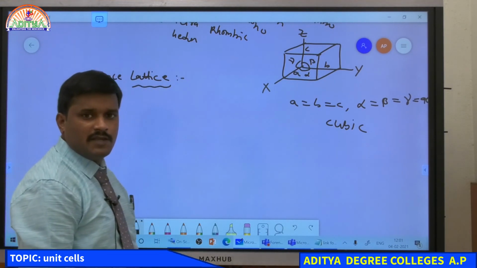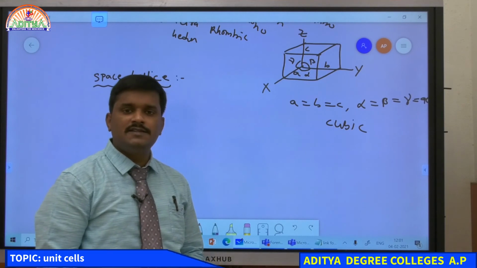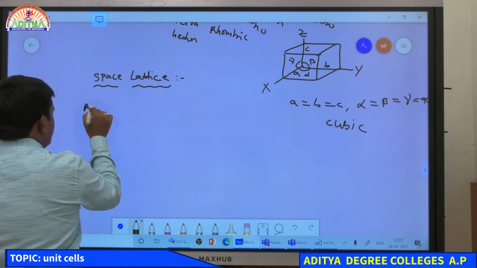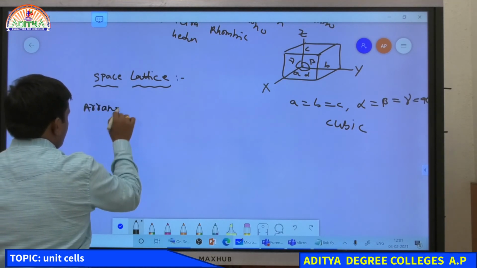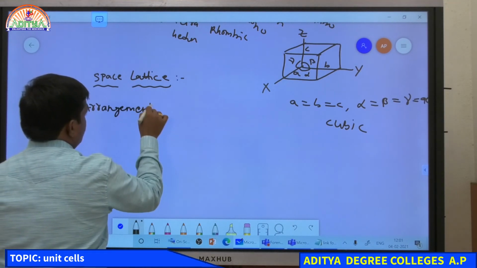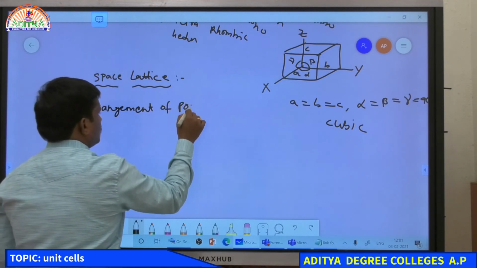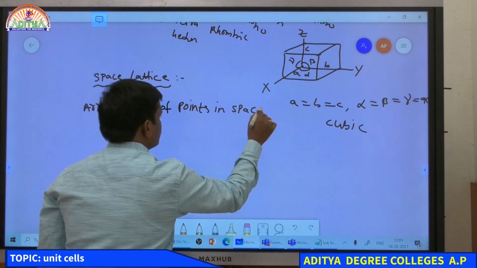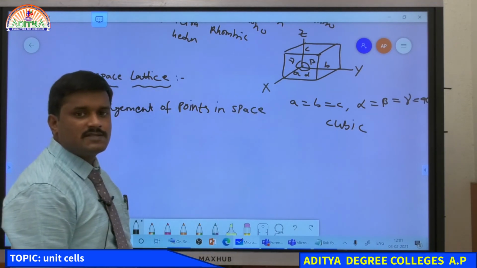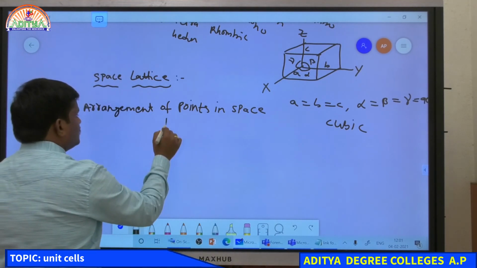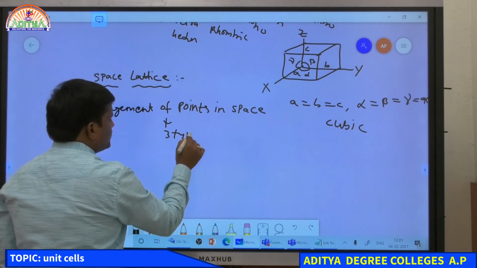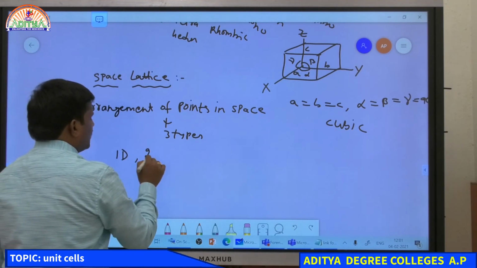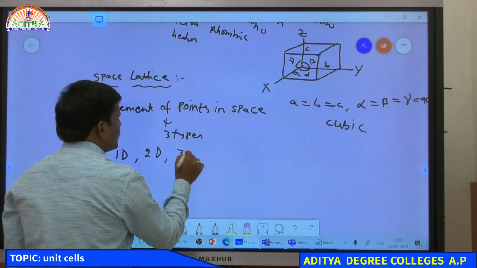So space lattice means the arrangement of points in space. That is nothing but a space lattice. There are 3 types of space lattice. That means the points are arranged either in 1-dimensional, 2-dimensional or 3-dimensional.